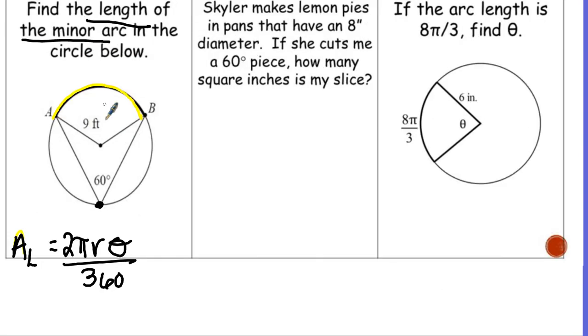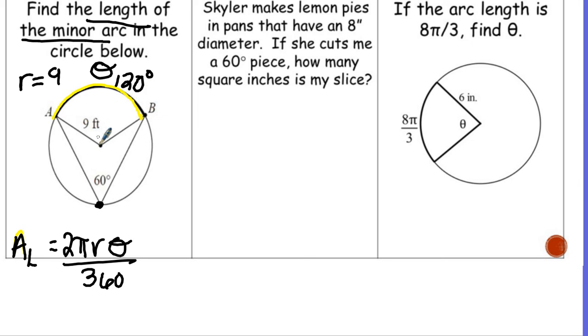So here I just need to get the parts. The radius they gave me is 9. Theta I need to figure out, and then I'll be able to find arc length. So theta, I have an inscribed angle here. So if this is an inscribed angle and I want to get the arc, I double it. So the degree of this arc is 120.